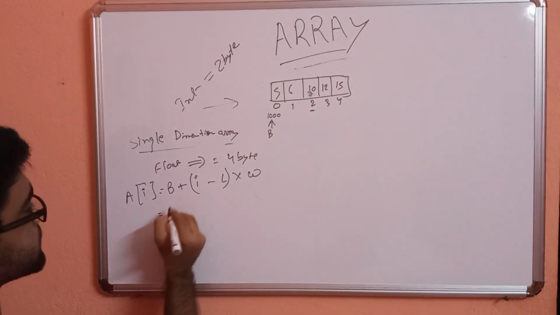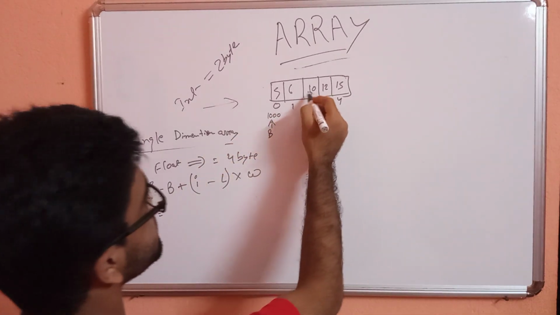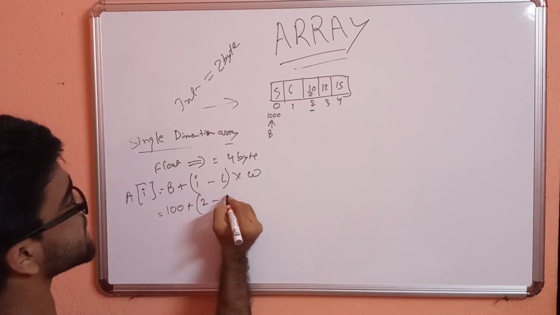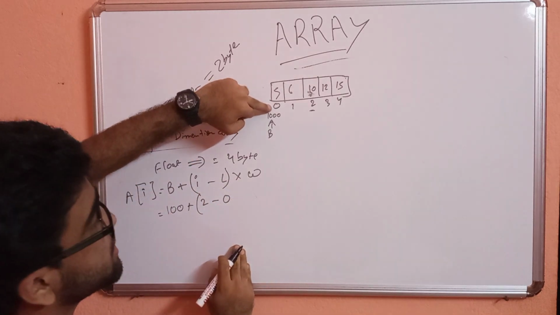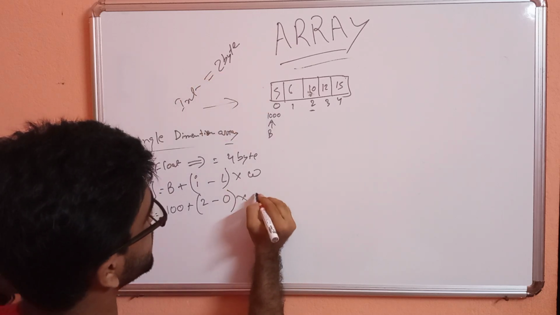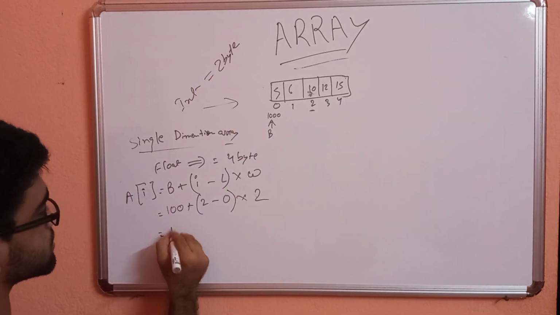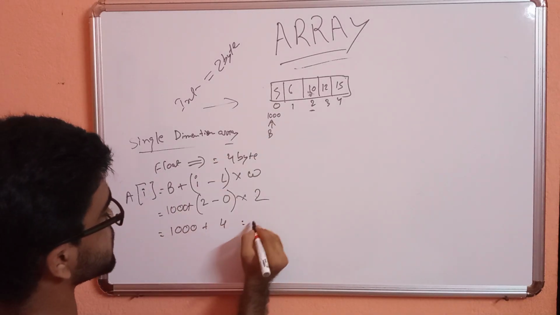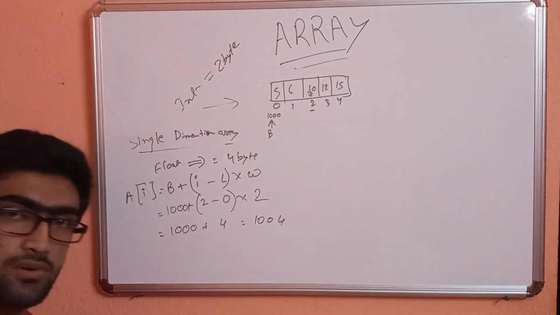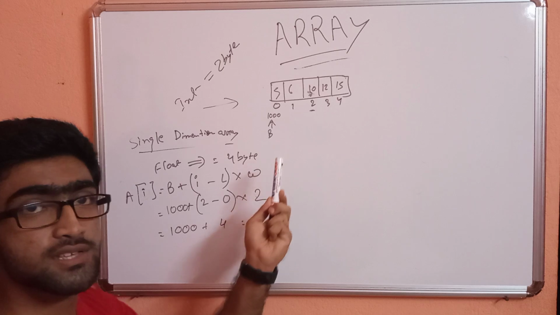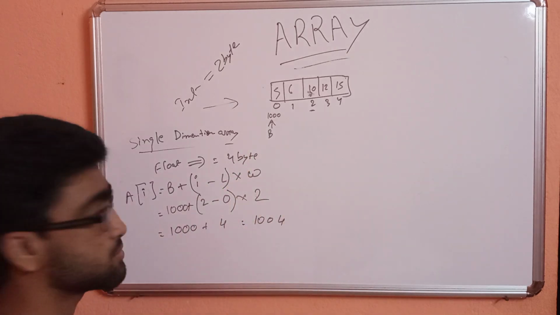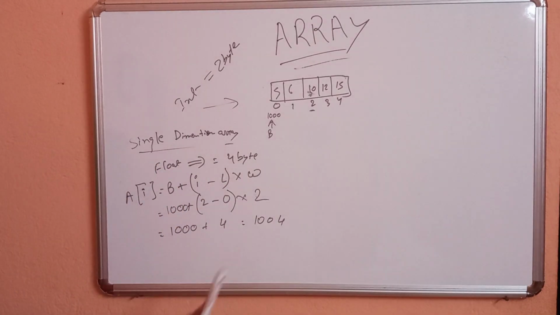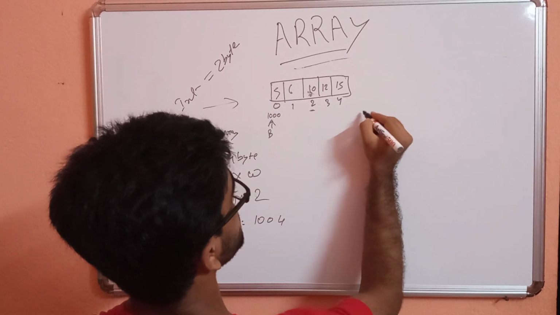So the address of 10 will be 1000 plus I, which is 2, minus L, which is 0 here, the lower bound, into W, which is 2. So it will be 1000 plus 4, that is 1004. This 1000 is not exactly the address, I just considered it for simplicity.